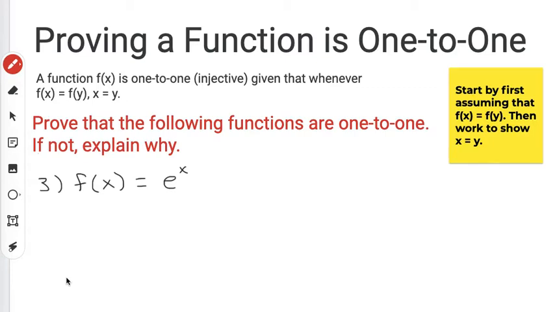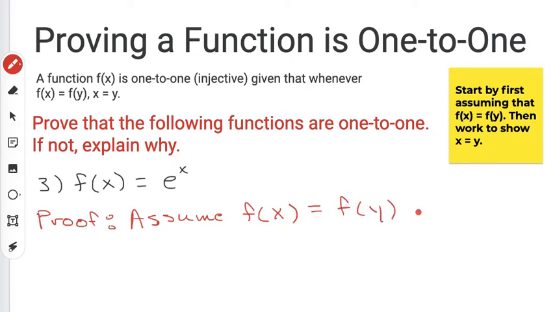So the first thing we want to do is write proof, and we're going to start off by assuming that f of x is equal to f of y. So we want to assume f of x is equal to f of y. So we're going to start off by assuming that this is true.